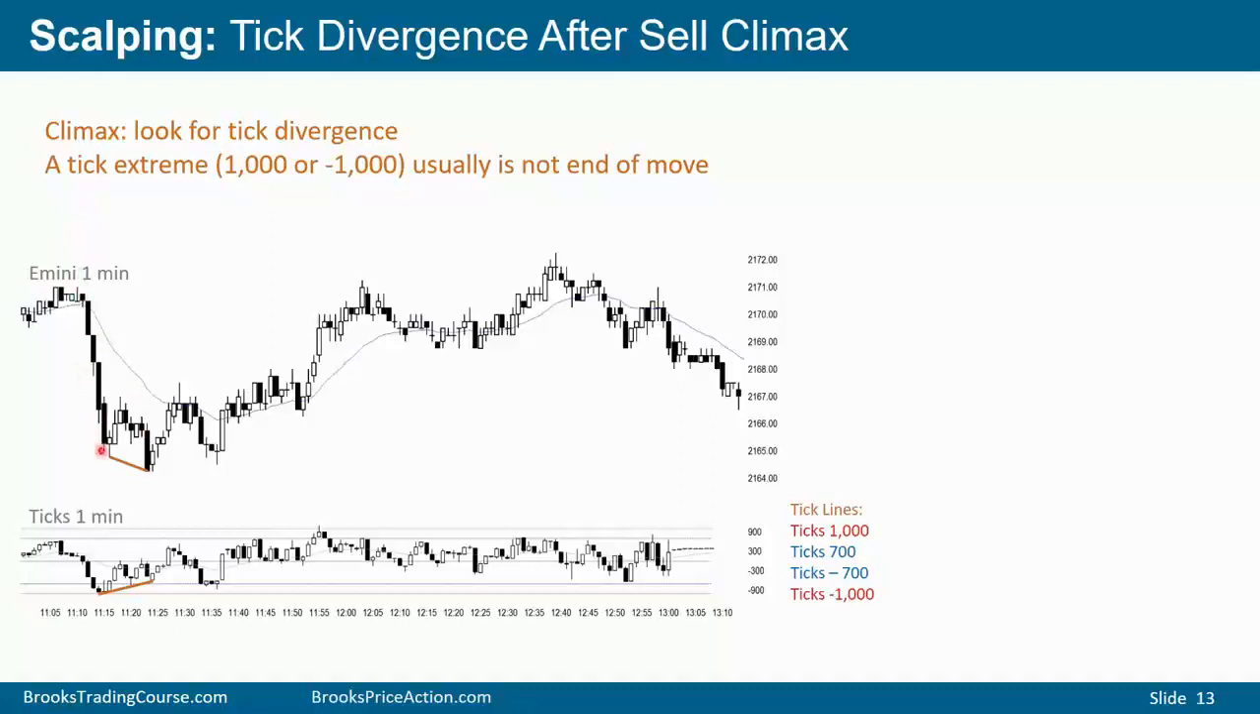Tick divergence, here we got a very strong sell climax, and the low in ticks is about minus 1,000. That's probably not going to be the low in price. However, if we make a low in price and ticks do not make a new low, that increases the chances that we'll get a reversal at least into a trading range.